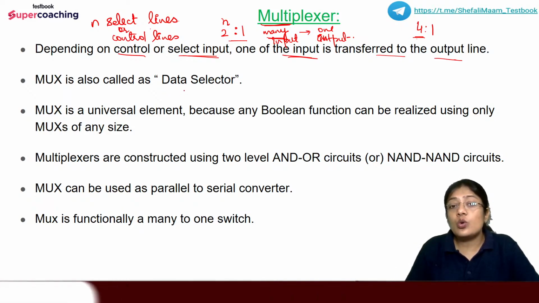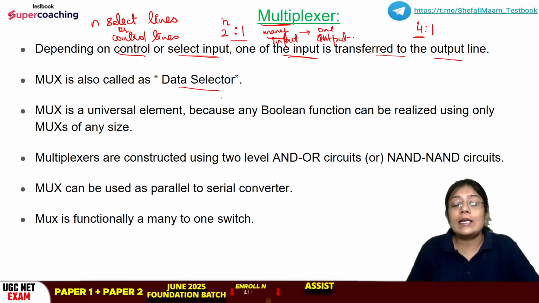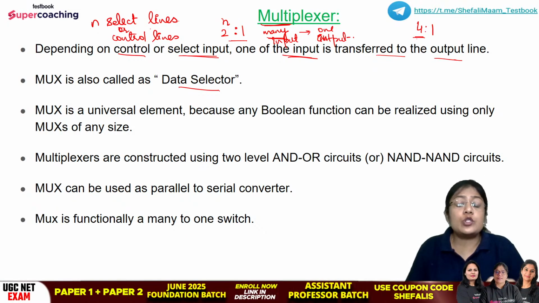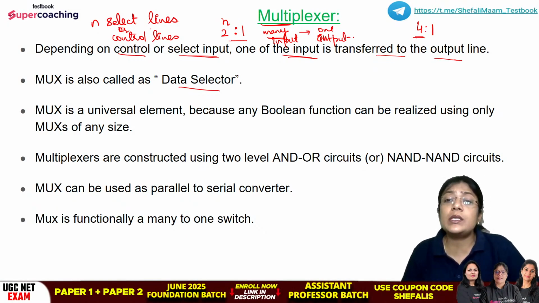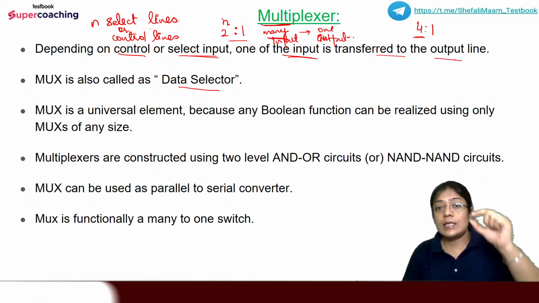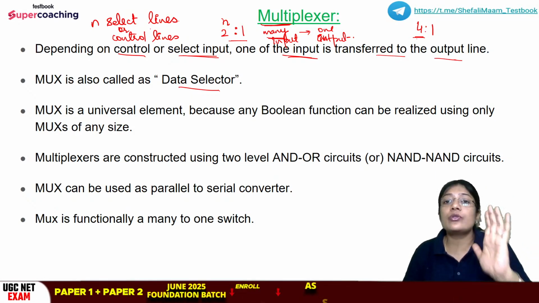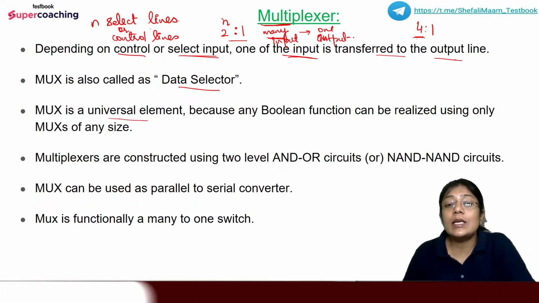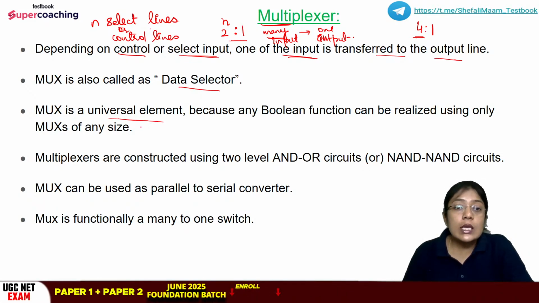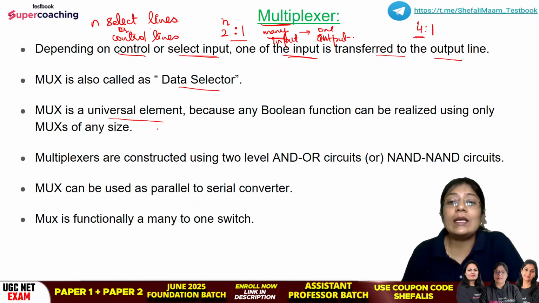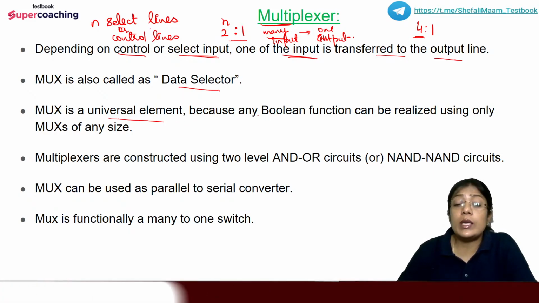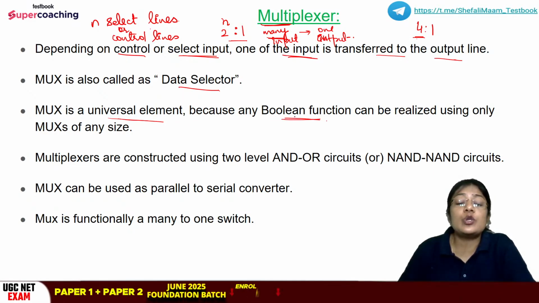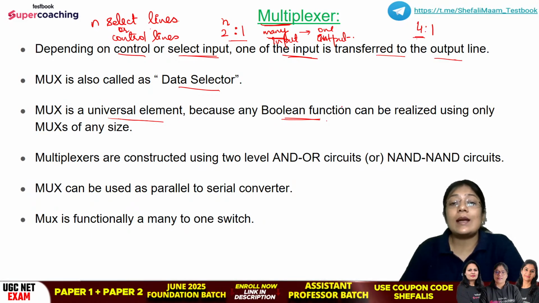Multiplexer is also known as data selector. इसको data selector इसलिए बोल रहे हैं क्योंकि out of 2 raised to power n inputs, or in simple terms, out of many inputs, it is selecting one of the inputs and sending that on the output line. So that is why this is known as the data selector. Multiplexer is a universal element because using the MUX you can implement any logic diagram. Any logic diagram means any logic gate, which means we can implement the Boolean function using the universal element, that is multiplexer.